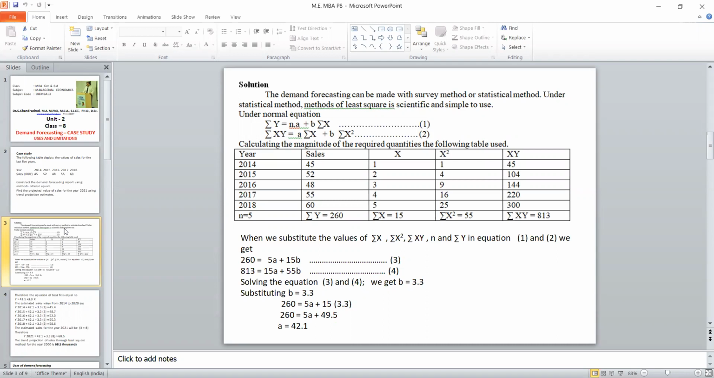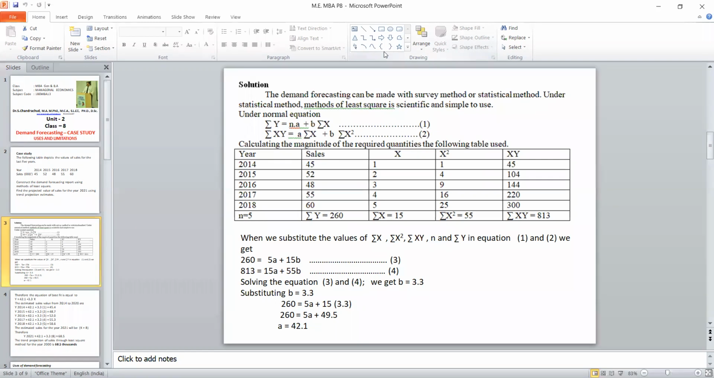Then what is xy? We have to multiply the sale value with the weightage of the year. That is 45 into 1, 45. 52 into 2, 104. That is, I am multiplying the second column and the third column. So those values will be added. That is summation xy. Now we have n equal to 5, summation y equal to 260, summation x is 15, summation xy is 830, and summation x square is 55. So these 5 values I am substituting in equation 1 and equation 2.